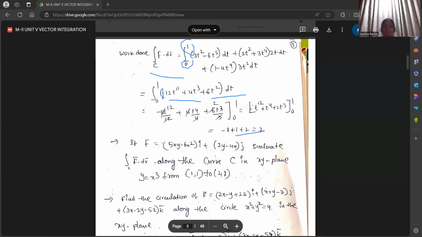What is the problem here? X, y, z in terms of t is given. You need to find the limits for that, find each of dx, dy, dz, then apply the limits, and you'll get the answer. For this, the answer is 2.